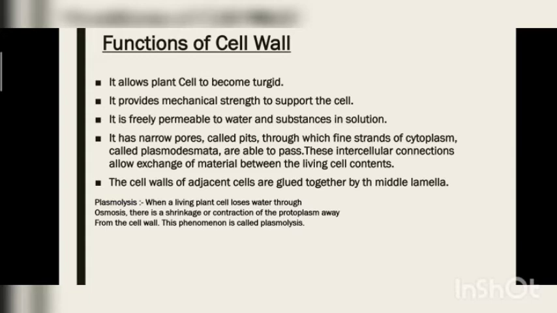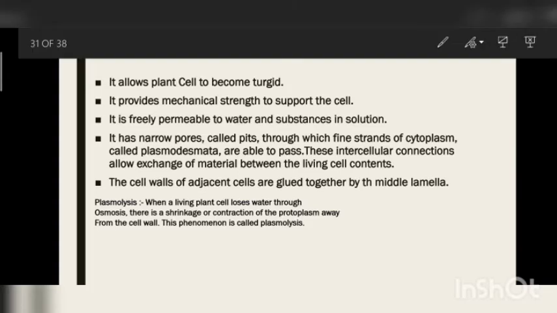First, it allows the plant cell to become turgid. What do you mean by turgid? Turgidity means it allows the cell to change its shape. It easily swells and also shrinks. Second, it provides mechanical strength to support the cell. So it may be that at some time the cell gets ruptured, and at that time it helps them.